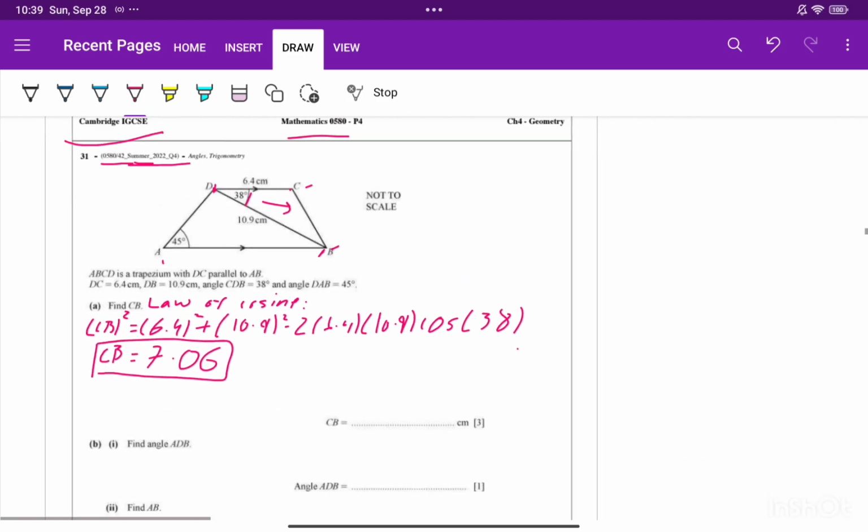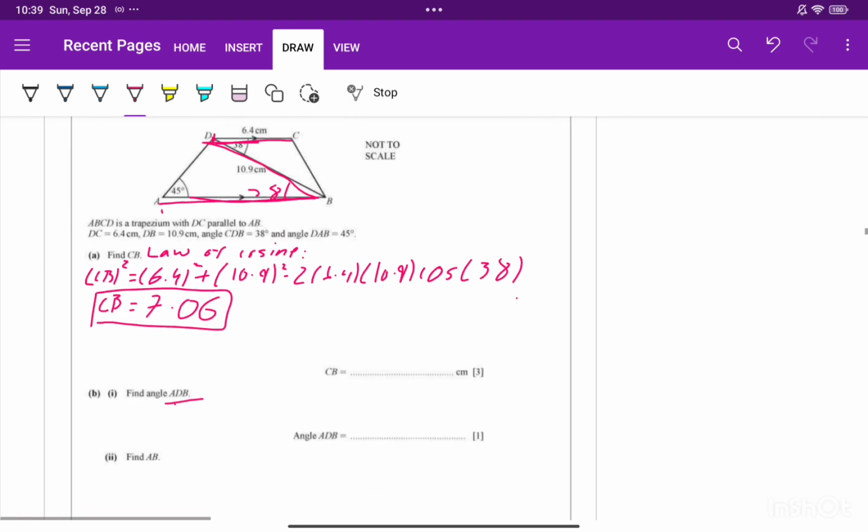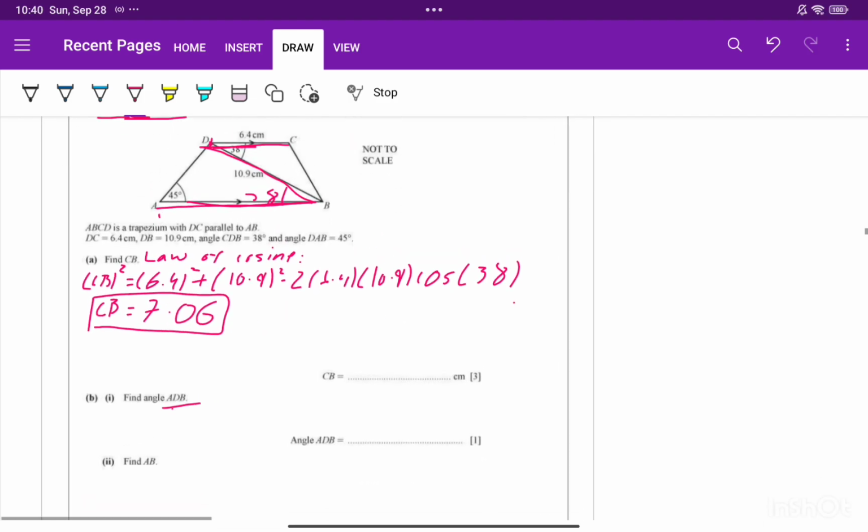Now find angle ADB. We need to find this angle. As these two lines are parallel, let me first erase all this so you can understand. As DC and AB are parallel lines, according to the alternate segment theorem, DBA will also be 38 degrees, as it is also forming a Z. And we know that the sum of angles in a triangle is equal to 180. If this is 38 and this is 45, we can find this angle.